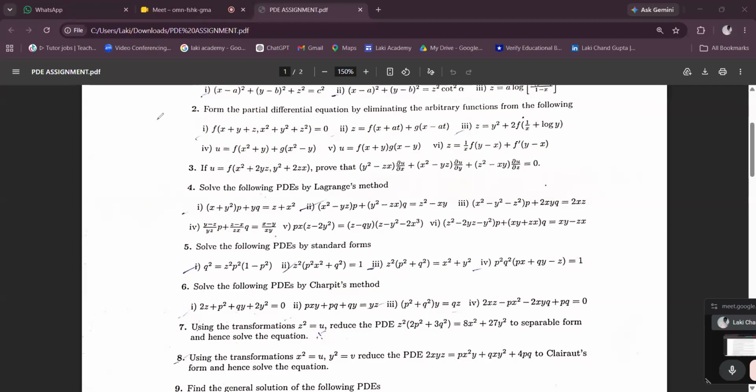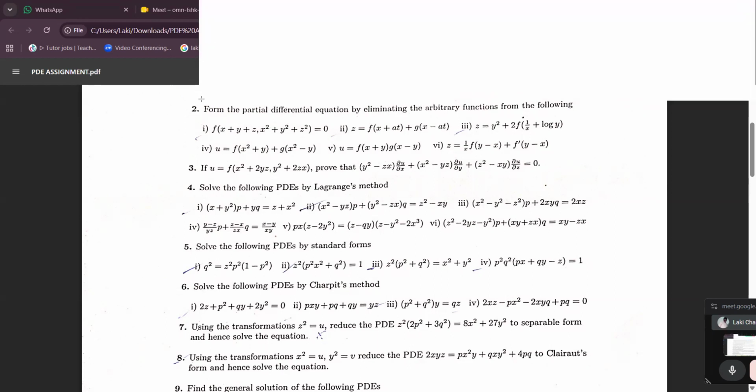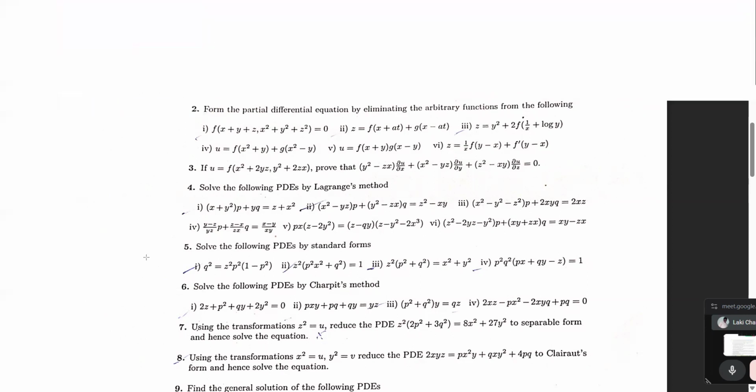In this part, we have to find the PDE, which means partial differential equation, by eliminating an arbitrary function. In the first part, you learned how to find a PDE by eliminating an arbitrary constant. This is an arbitrary function, right? Yes.